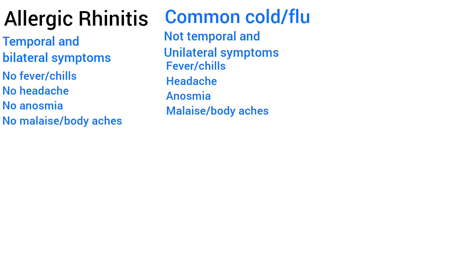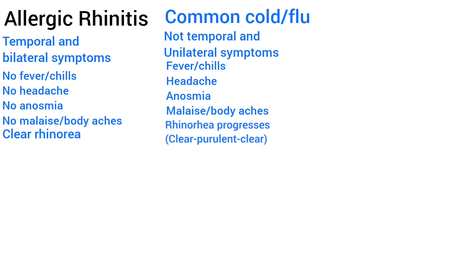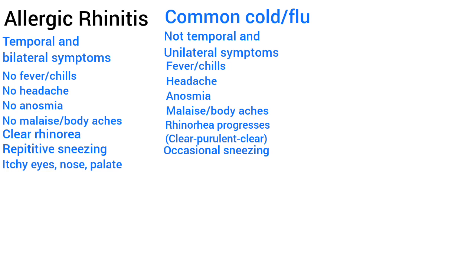In addition, in allergic rhinitis, the rhinorrhea is clear in color. However, in common cold, the rhinorrhea progresses. It will become clear, then purulent, then clear again. Moreover, in allergic rhinitis, we have repetitive sneezing, and in common cold, we might have sneezing, however it's occasional and not repetitive. In allergic rhinitis, we have itchy eyes and nose, whereas in common cold, itching is not present.